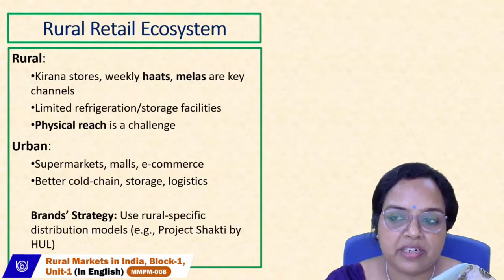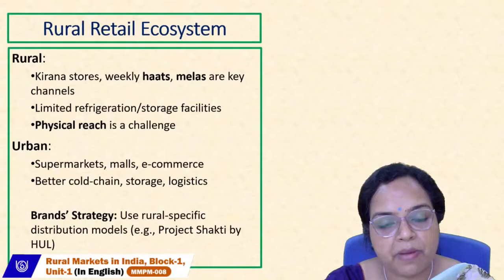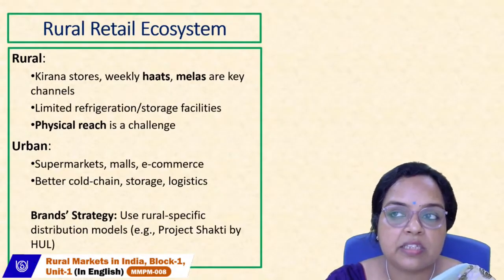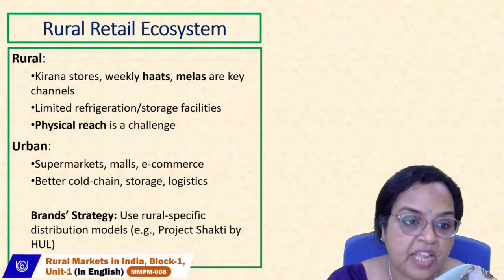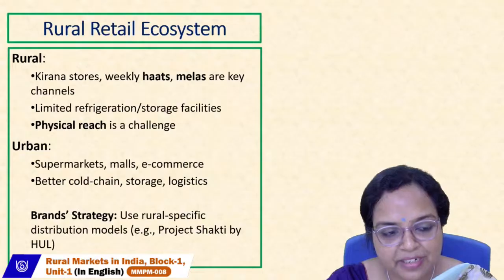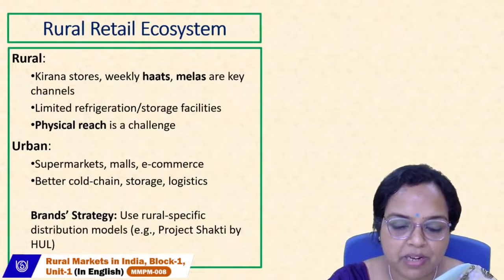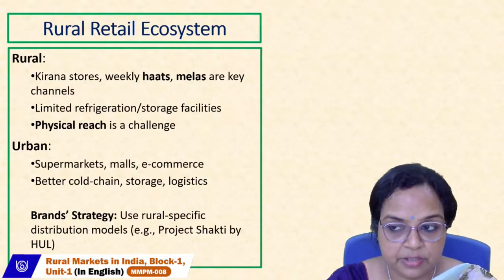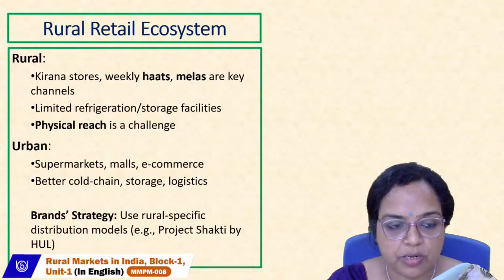These are the key channels for their buying availability, or when they used to buy product, these are the three platforms for them. They don't have a fridge, so they buy limited amounts of things. Even if they want to buy in bulk, they have a limitation because they don't have a fridge. Physical reach is a challenge due to poor infrastructure in the rural belt.